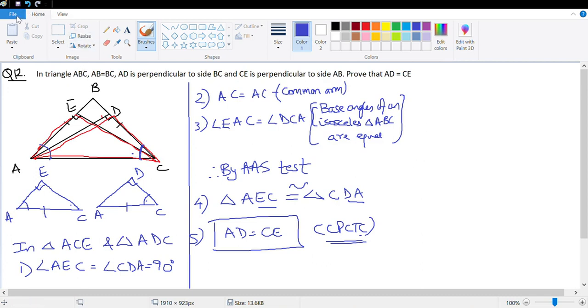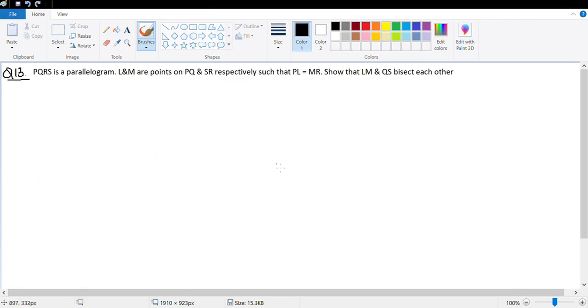The next question that we do is question number 13. Let's look at question number 13. Question 13 says PQRS is a parallelogram. L, M are points on this respectively, so that this are perfect. Let's first draw a rough diagram and see how we can move from there. So this is two sides of a parallelogram. Let's join them. This is my parallelogram. Okay, let's name this PQRS. So this is P, Q, R, and S.